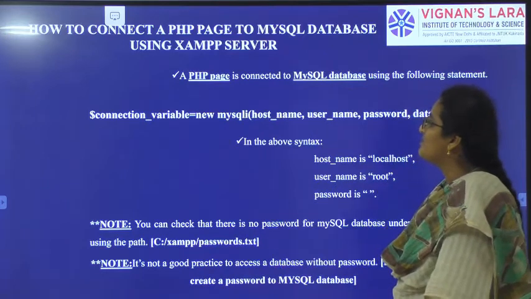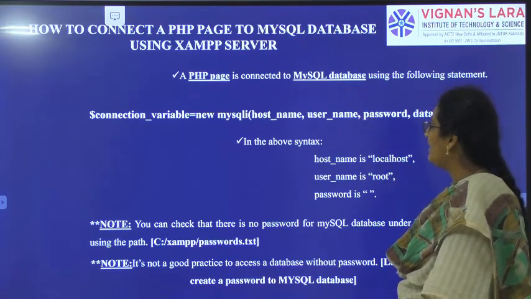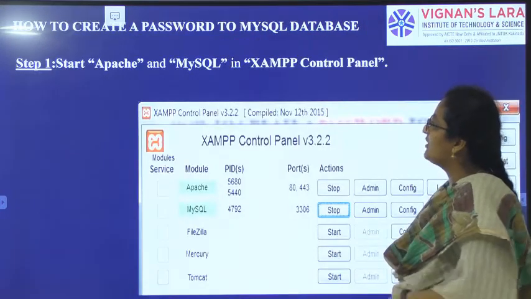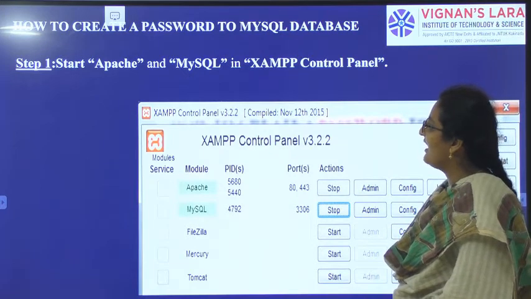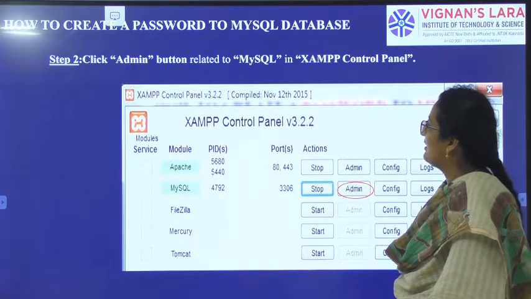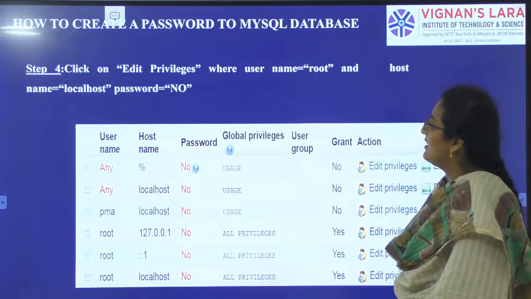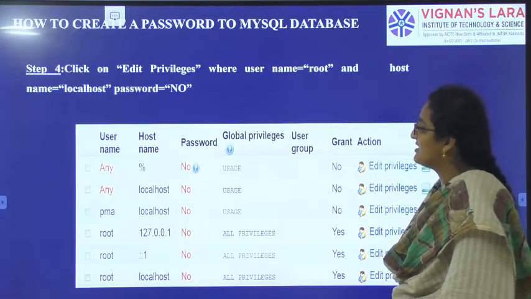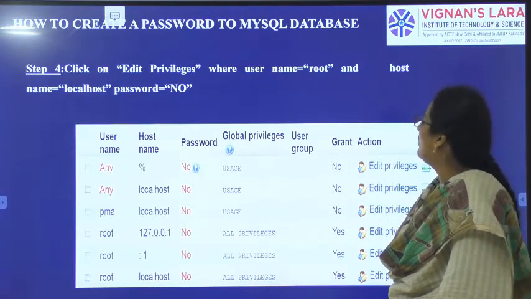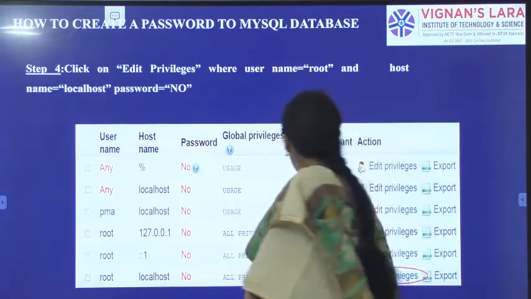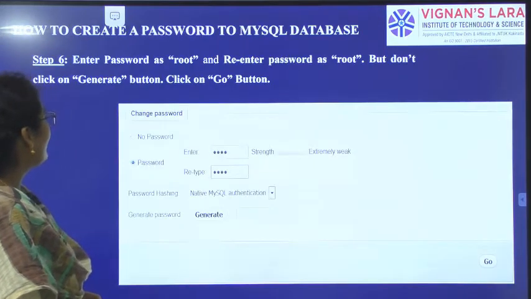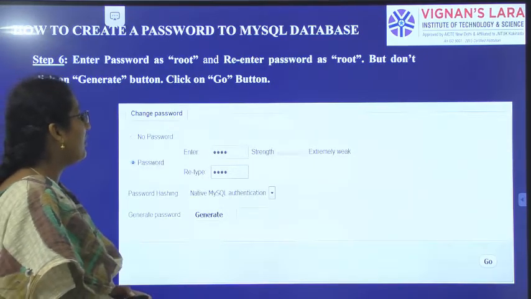So for connecting the PHP page to MySQL, we have the statement where the host name is localhost, username is root and password we don't have anything. Now we need to create the password. For that we have started the Apache and MySQL in XAMPP server, and we have clicked on the admin button related to MySQL. Then we have clicked on the user accounts. Then we have to check the privileges, edit privileges we have to click. For that, username should be root and the host name should be localhost and password is no. Then we should click on the edit privileges. Then we have the change password option. There you can enter the password as root and you have to click on go button.